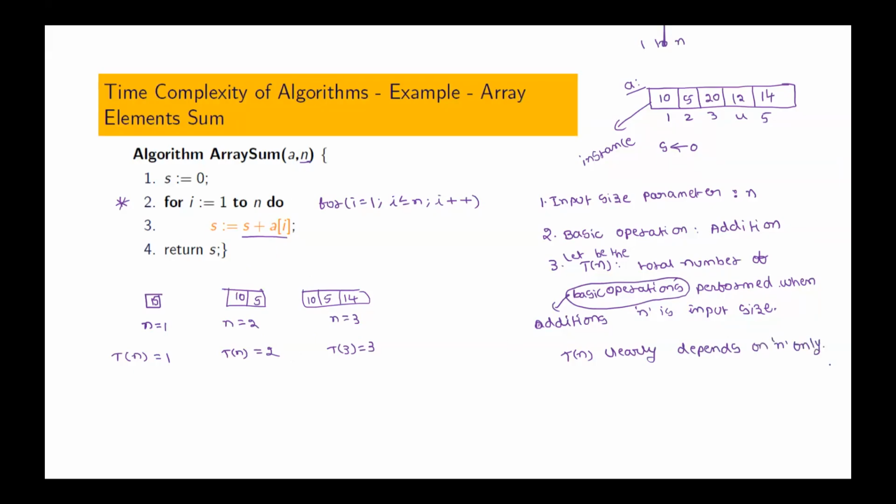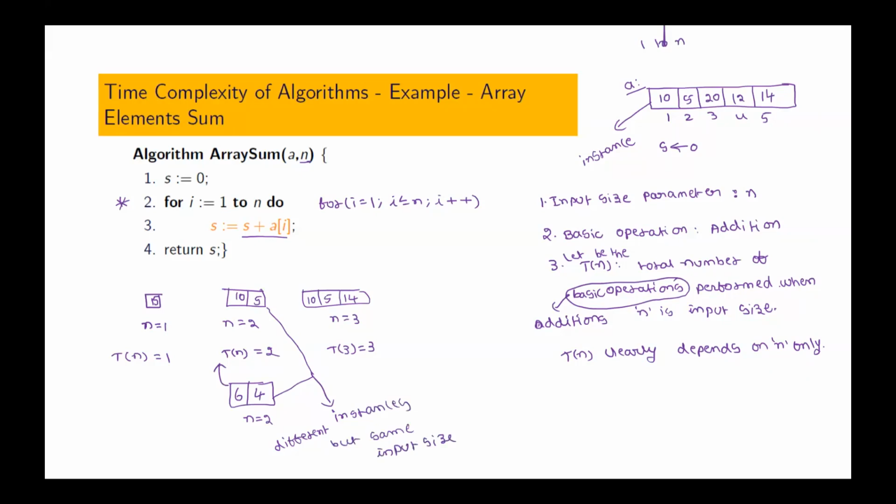Now, instead of 10 and 5, if our elements are 6 and 4, is there any change in the T of n value? No change. Here also n equal to 2. The input size is 2 here, but are the instances both the same? The instances are different, but n is the same. Different instances, but the same input size. That makes no difference. There is no change in the T of n value.